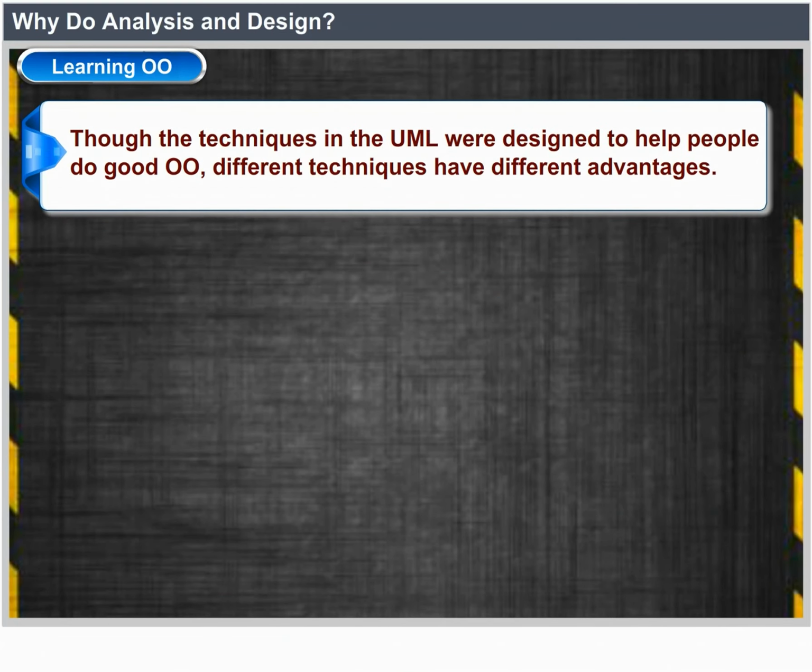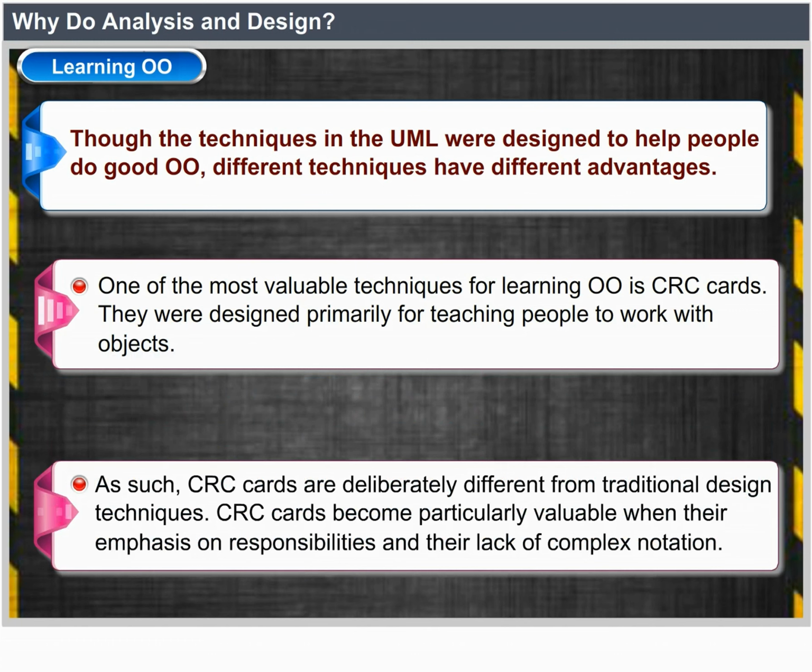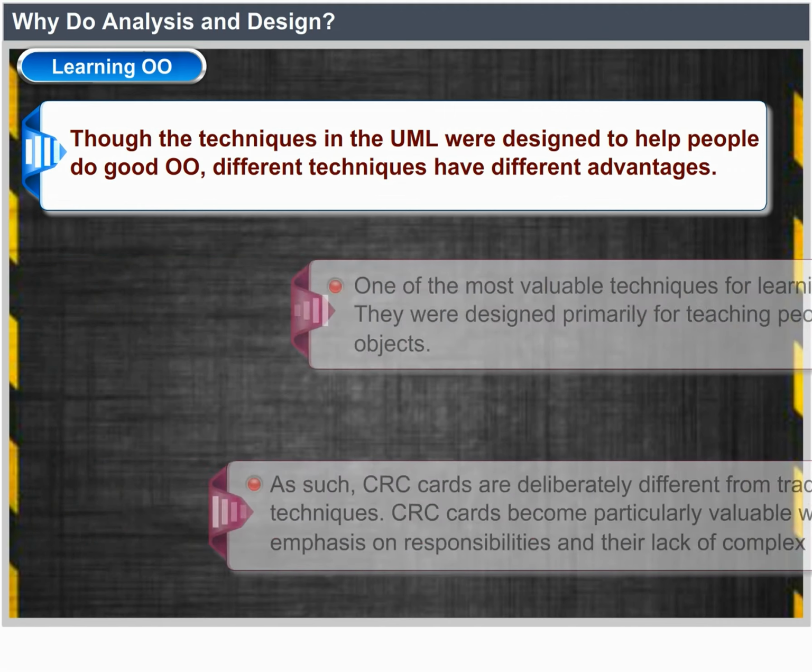Learning object-oriented. Though the techniques in the UML were designed to help people do good object-oriented design, different techniques have different advantages. One of the most valuable techniques for learning object-oriented is CRC cards. They were designed primarily for teaching people to work with objects. As such, CRC cards are deliberately different from traditional design techniques. CRC cards become particularly valuable because of their emphasis on responsibilities and their lack of complex notation.